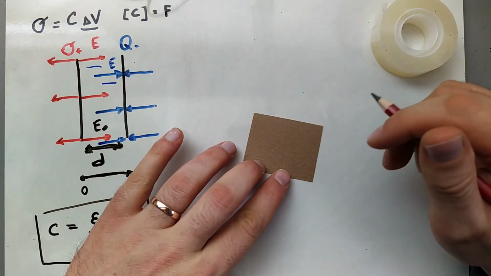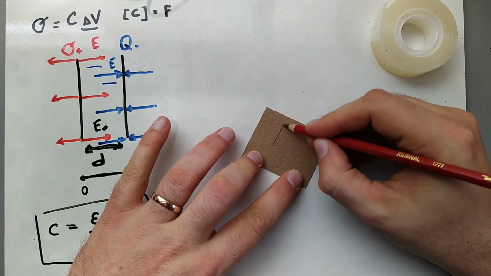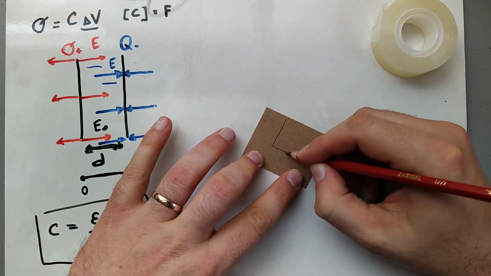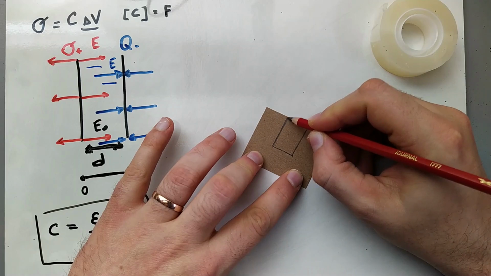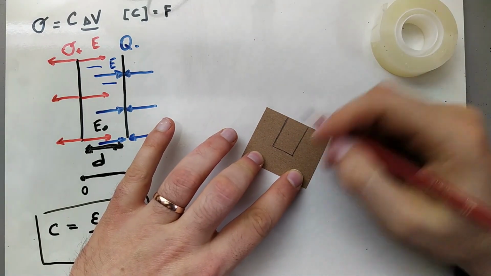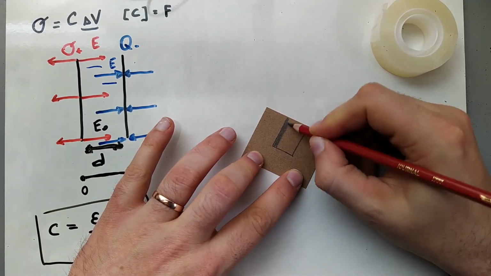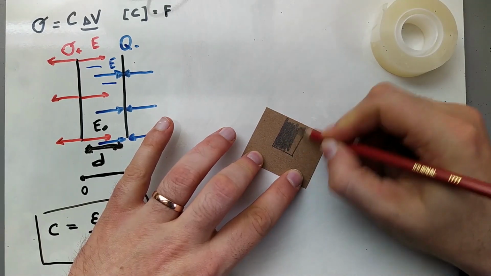So how do we start here? We just define some area where our first plate of the parallel plate capacitor will be, and start to draw this area. Quite a simple activity.